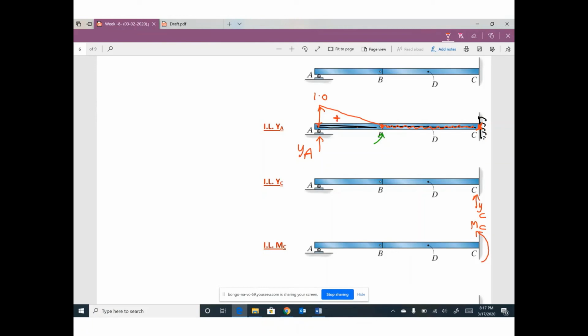Okay. Confluence line for YC, push support C up by 1. Any other support, no movement. Keep in mind, we have two parts: this part, which is attached to the fixed, and this part. If you push fixed support up by 1, the whole part, which is attached to the fixed, will move up by 1. That means this connection moved up by 1. That means the new position of this part will be like this.